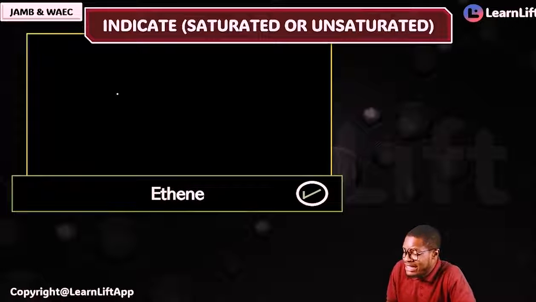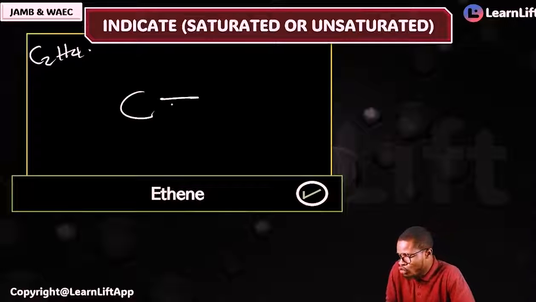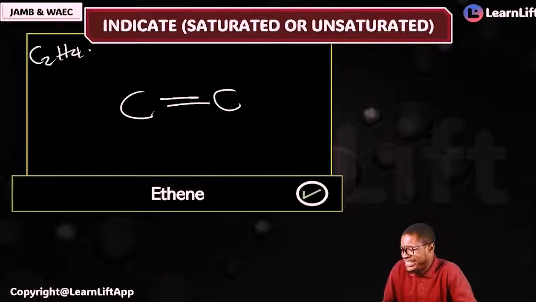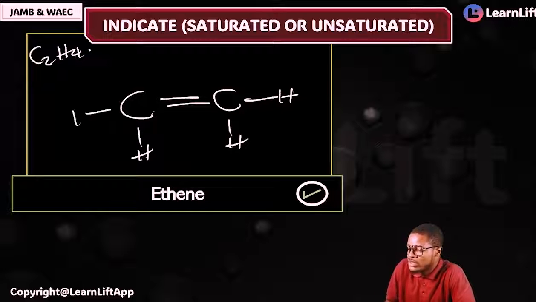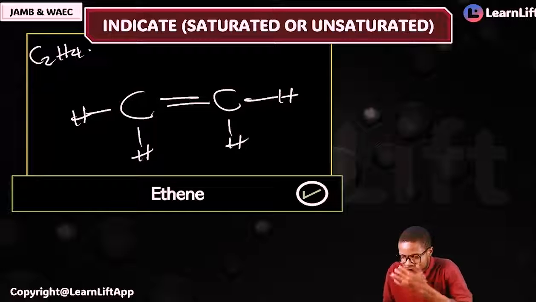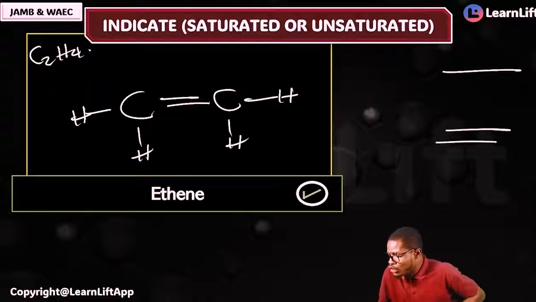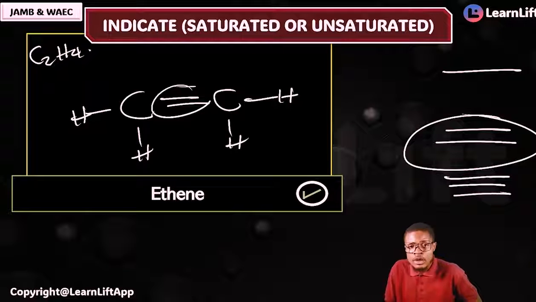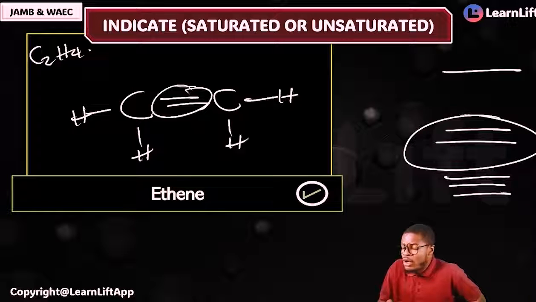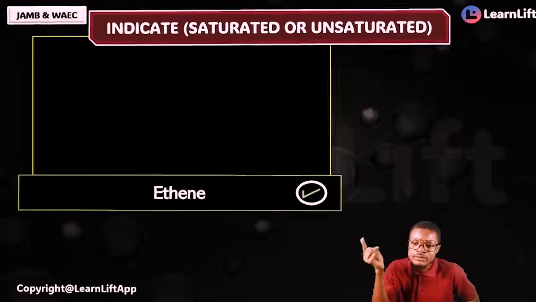Name this one fast for me. Ethene. Ethene is C2H4. That's your ethene. It is carbon double bond carbon, and then hydrogen, hydrogen, hydrogen, hydrogen. If you have single bond, saturated; double bond, unsaturated; triple bond, unsaturated. Because there is a double bond here, what is the entire compound? Unsaturated. Does it make sense?